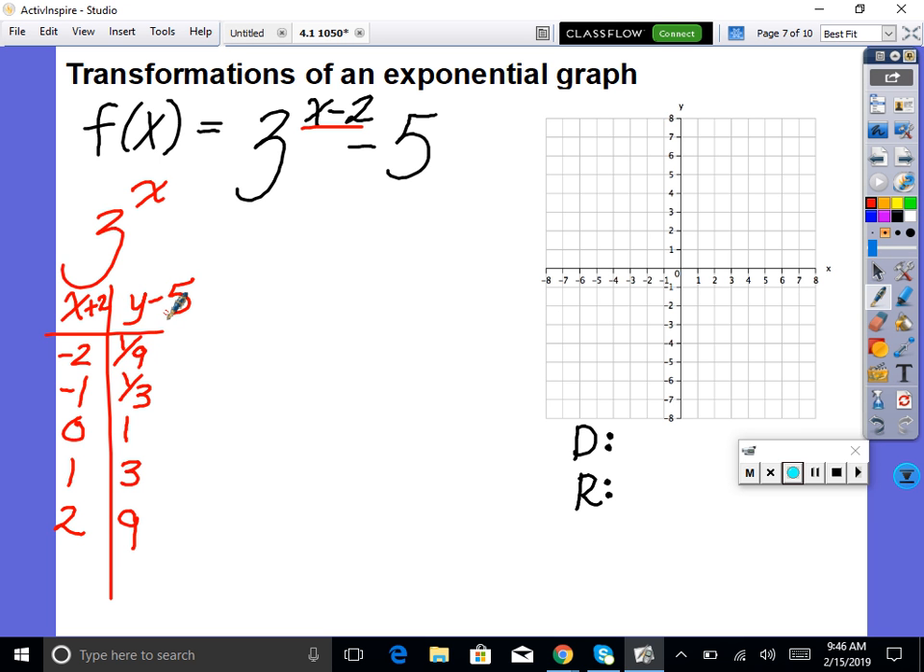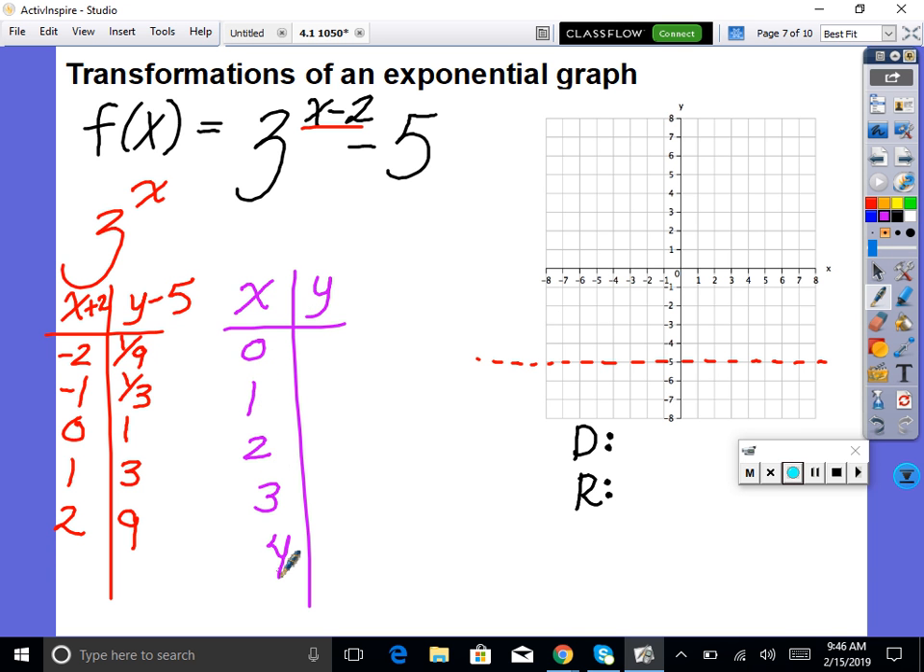The first thing I would do before graphing any points is drawing your new horizontal asymptote at -5. Does everybody get what I'm saying here? Yes. Okay, cool. So now x, y points. So -2 plus 2 is 0, 1, 2, 3, 4. A 1/9 minus 5 is -4.8 roughly. -5 plus a third is -4.6 roughly. 1 minus 5 is -4, right? 3 minus 5 is -2, and then -5 plus 9 is 4.